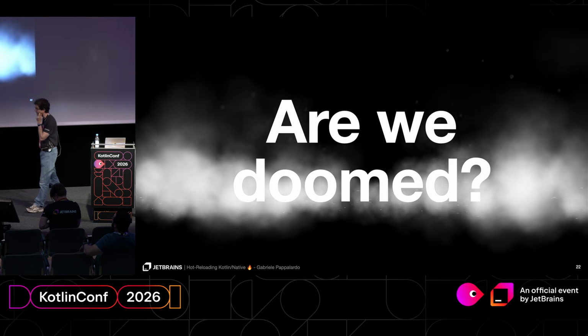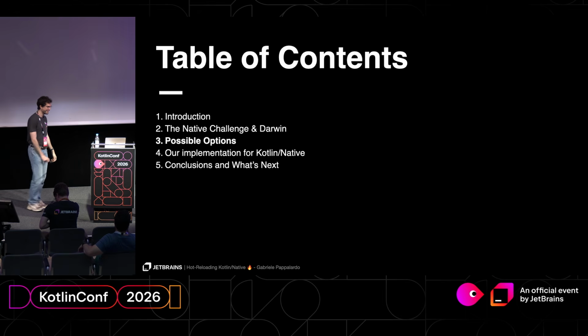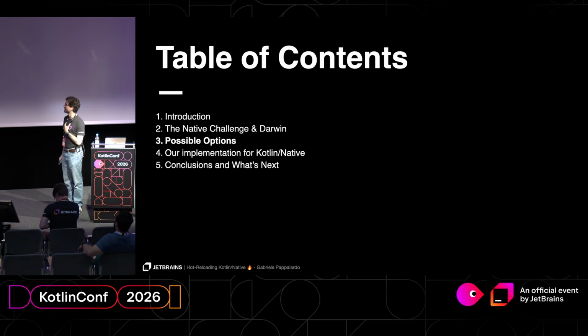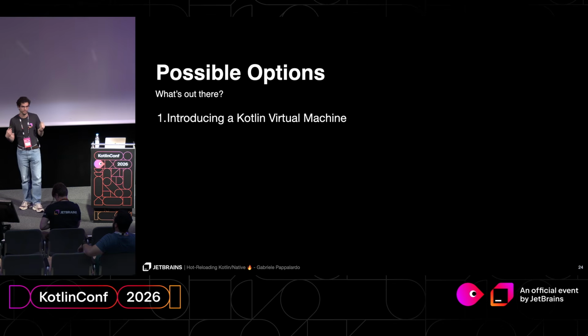So the question is natural, are we doomed? Well, the answer is no, otherwise I wouldn't be here. So let's see what are the possible options that we had. The first one would be introducing a Kotlin Virtual Machine, and that's the option that makes most sense, like, for example, Dart. While it's a good idea, probably there are also other better ways to do it while reusing existing components.